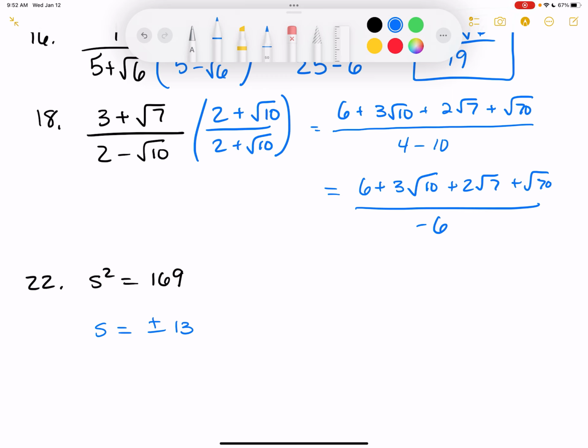If you leave it that way, that's okay. If you go on and decide that you're going to go the majoring in math route, your professor's going to yell at you for leaving your answer that way, because it cannot be both positive and negative at the same time. So the correct way to write it is s is equal to 13 or s is equal to negative 13, because it can't be both at the same time.